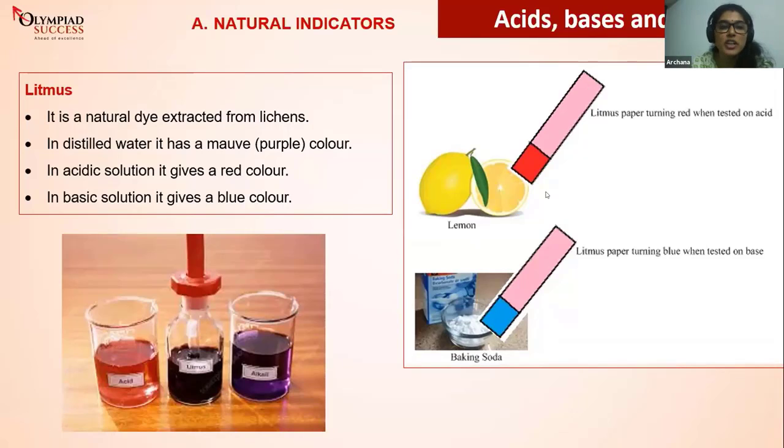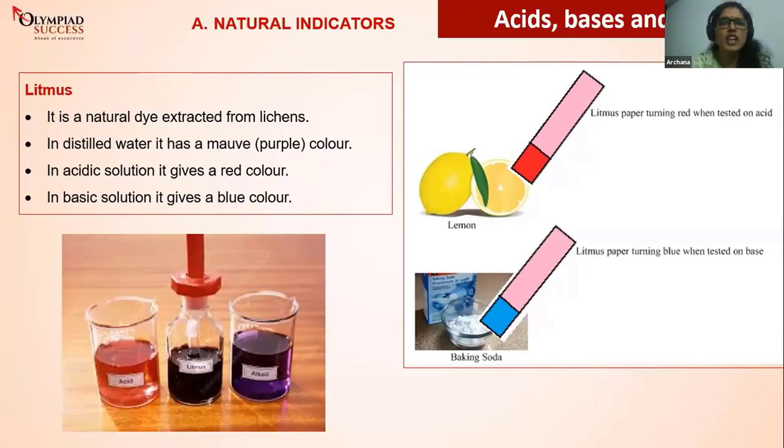This is what we use in labs, litmus paper. We take a litmus paper, we dip in the substance. So if I see a black looking substance which looks like water, if I find it in lab, I'm not supposed to use it and put in some reaction, because it can be acid, it can be a base also. Just by looking at it, I won't be able to determine it. So I take a litmus paper, dip in and see whether it is giving red color or blue color. If it is giving red color, that means it is an acid. If it is giving blue color, then it is a base.